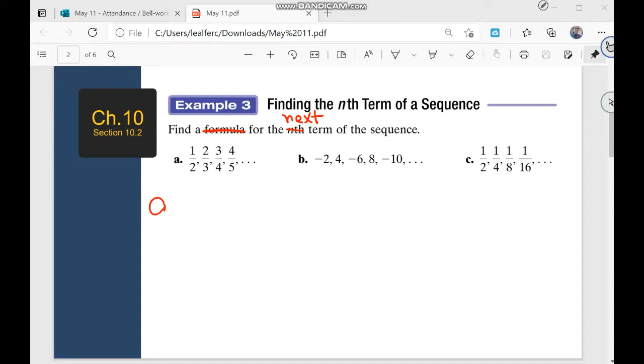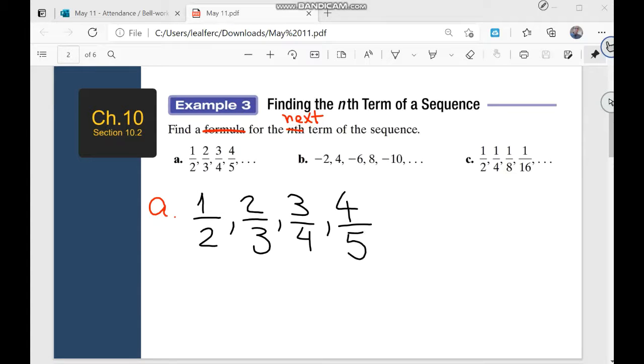Let's look at example A. We have 1 over 2, 2 over 3, 3 over 4, and 4 over 5. What will be the next term of this sequence? Can you figure it out? The next term will be, look at the numerator, then look at the denominator, and you will be able to find out. It's going to be a fraction, right?